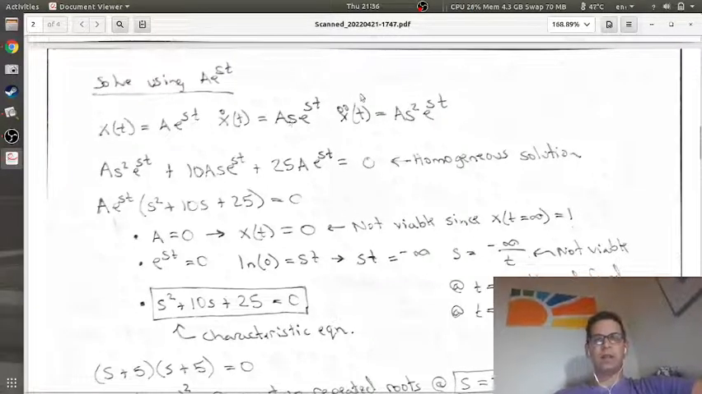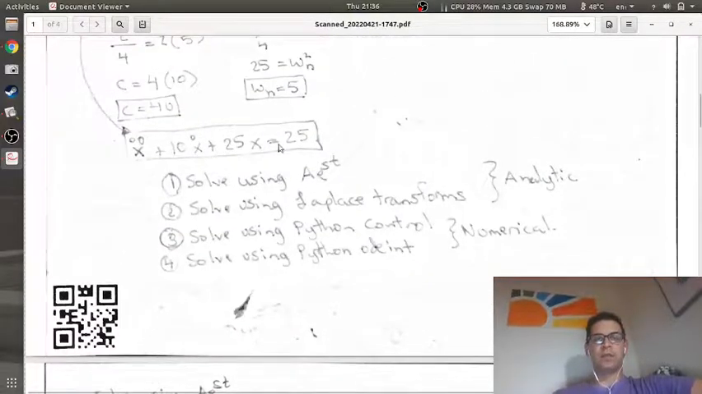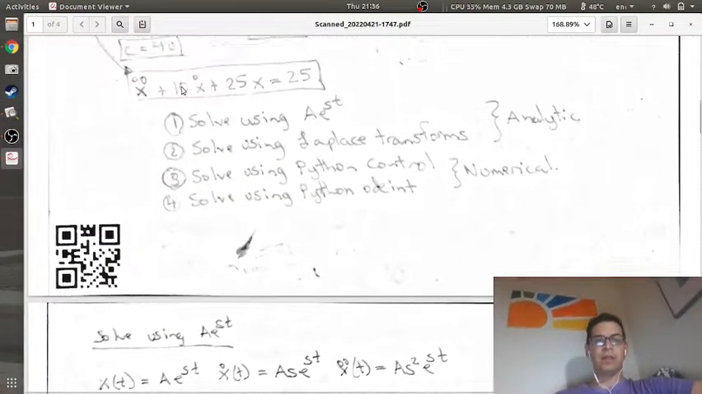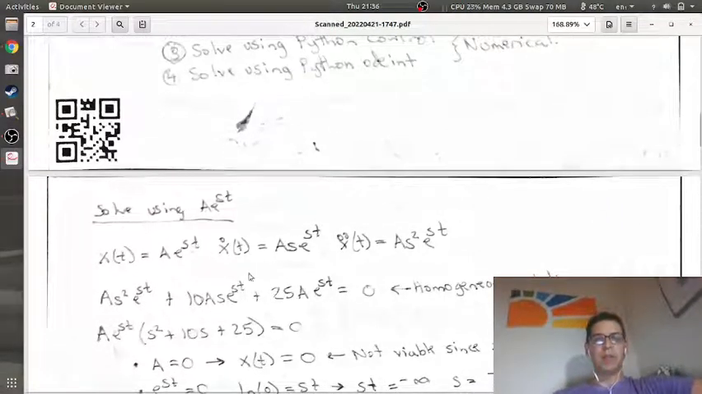So what you do is you take these three forms of x, and you plug them back into your equations of motion. And so what you get is a s squared e to the st plus 10a, and that's the 10 that comes from up here, times s e to the st plus 25a e to the st equals 0. Now it equals 0 because this is the homogeneous solution.